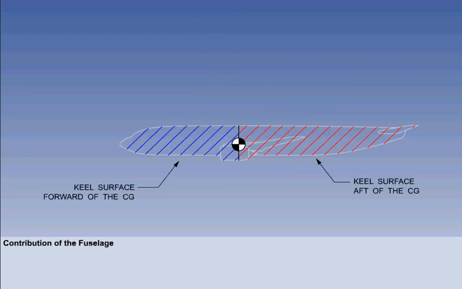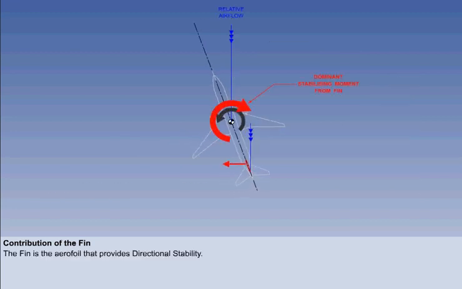The side surface of the aircraft is referred to as the keel surface. There is an area of keel surface forward of the CG and an area of keel surface aft of the CG. For adequate directional stability, the keel surface aft of the CG must be increased with the addition of a fin, or as it's sometimes called, a vertical stabilizer. The fin generates a stabilizing moment that is larger than the destabilizing moment from the fuselage.